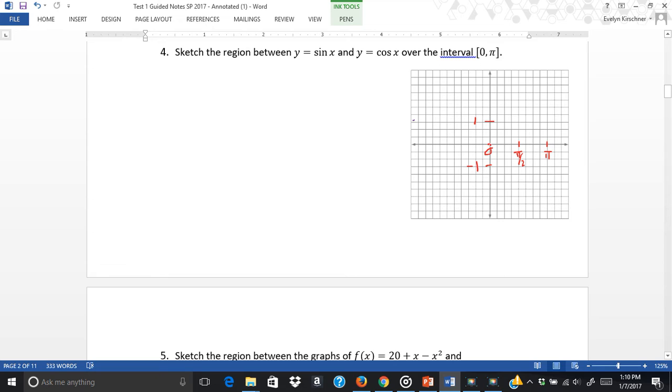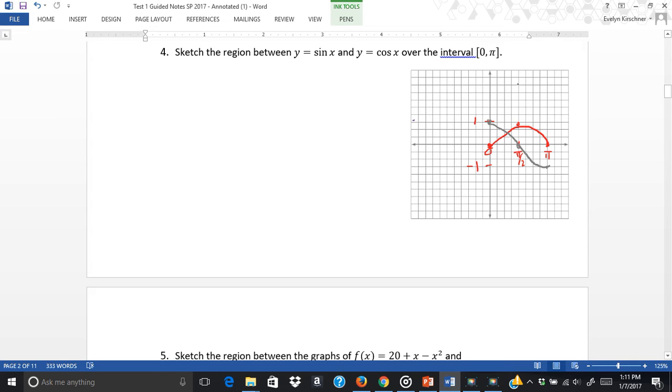We know sine x at 0 looks like this, right? We have sine x, and cosine x starts at 1 and is at 0 and it goes to negative 1, so it looks like this.